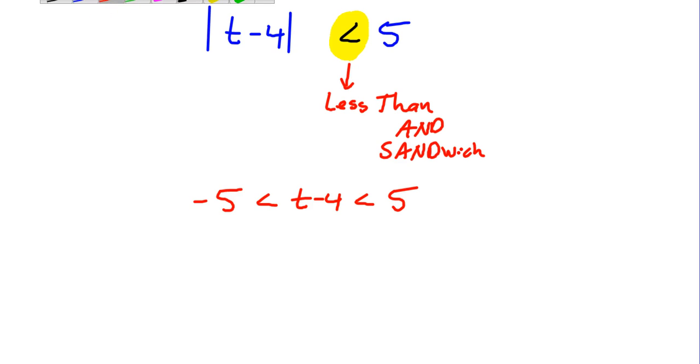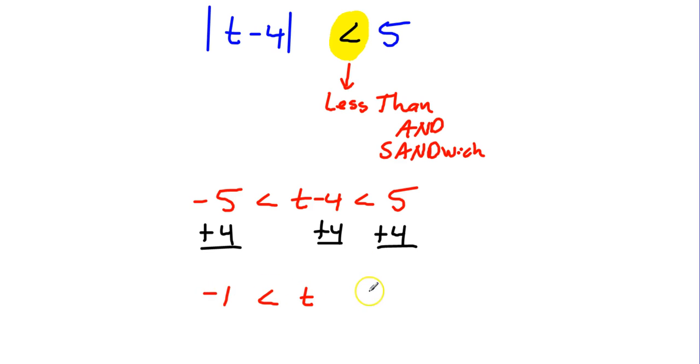Okay, and again from there, you're just going to work from the inside out. So you've got t minus 4, so you have to do plus 4. So I'll leave you with a negative 1 less than t, which is less than 9.